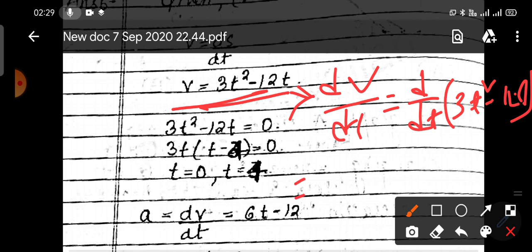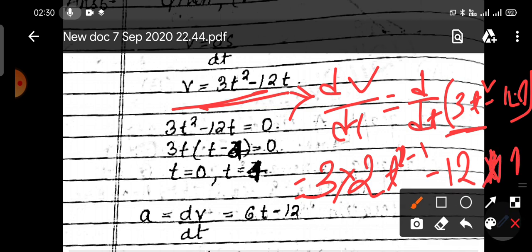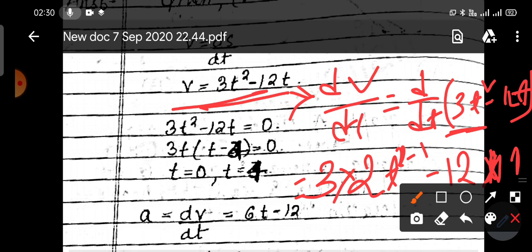Now what is the differentiation of 3t square? 3 is constant into differentiation of t square, n is 2, t to the power n minus 1, that means 2 minus 1, correct? Minus 12 is constant. Differentiation of t is actually 1, because t means t to the power 1.